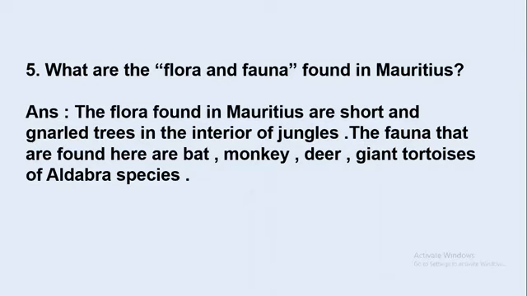Coming to fauna, the animal life, the fauna that are found here are bat, monkey, deer, and giant tortoises of Aldabra species. So these are the animal lives which are found in Mauritius in large number. We find bat, monkey, deer, giant tortoises of Aldabra species. This is the name of a species. This particular species of tortoises are found here in Mauritius. I hope it's clear, students. Moving on to the next one.